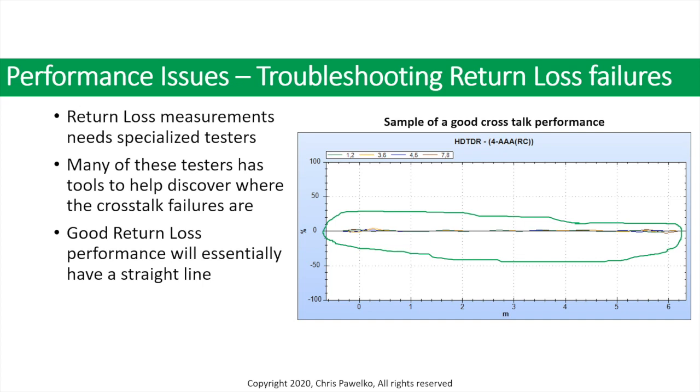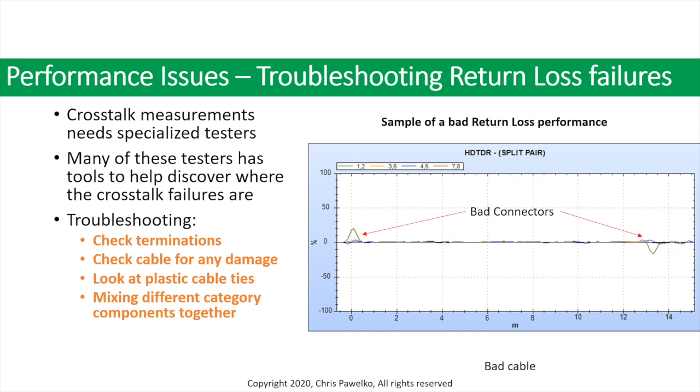Now, if we take a look, we can see the connectors here. Because we had to untwist some of the wires, there will be some impedance anomalies. So it will show up, but ultimately you want it as close to a flat line as possible. We're going to take a look now at an example of a bad return loss performance.